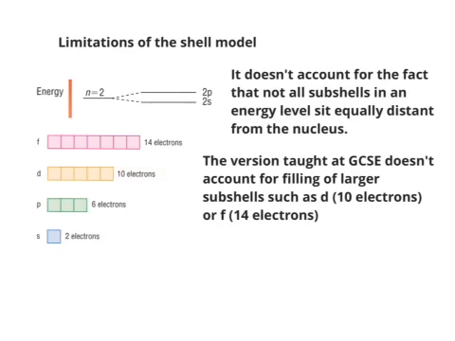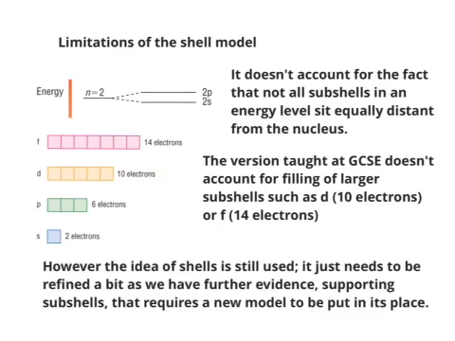The version taught at GCSE doesn't account for the filling of larger subshells such as d or f, so when you start getting into the third shell and beyond, it's no longer good enough to say that the third shell has 8 electrons. It actually has a lot more than that if it's completely filled. So we still very much use the idea of shells, it just needs to be updated and refined a little bit, because we now have further evidence since the shell model first came into being that supports the subshells idea, that requires a new model to be put in its place.